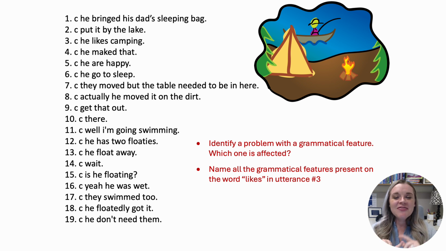Sorry about that. So, third person, singular present tense -s. We have tense, we have third person, and then we also have singular, so that's number. So we have person, number, and tense. That is all on that one little word "likes" in utterance number 3.